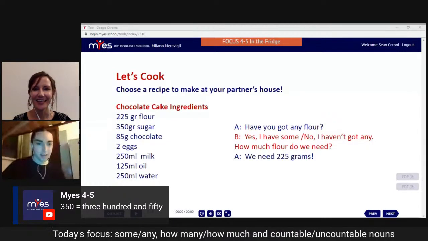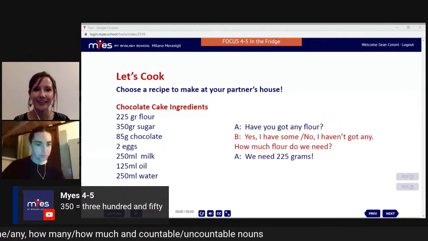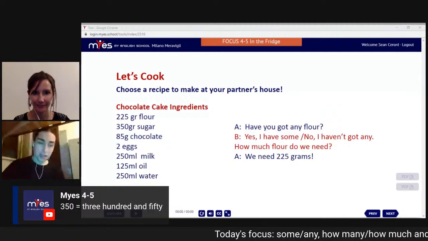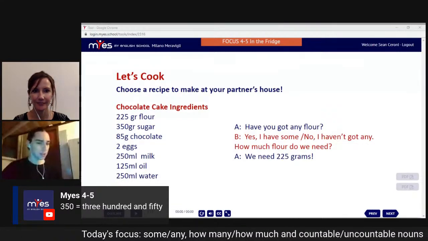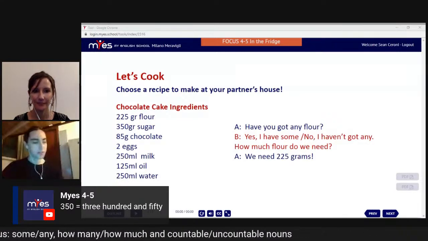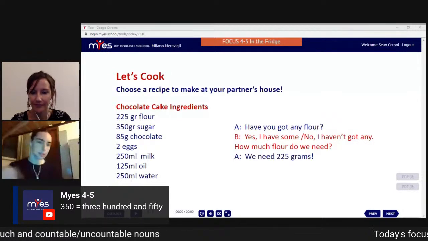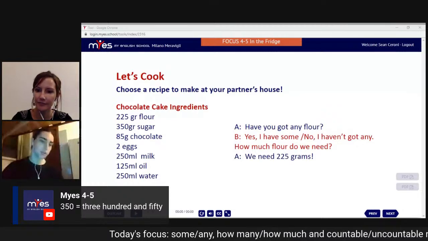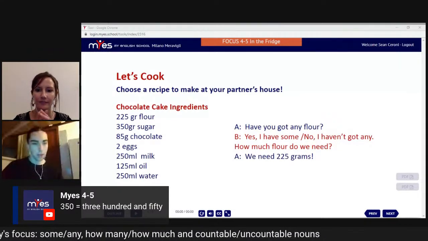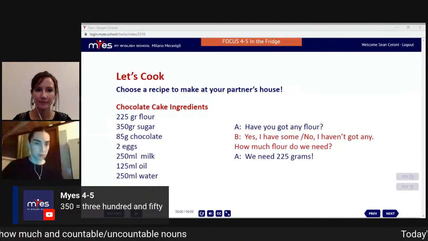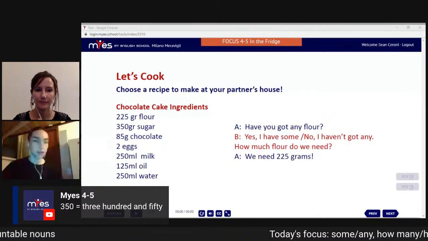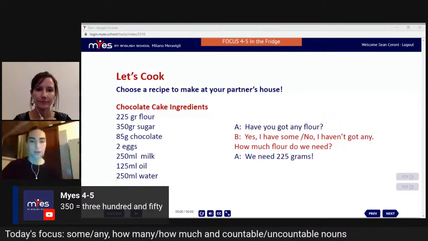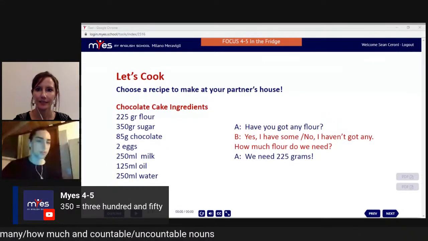I have some sugar. I have 2 eggs. I don't have enough milk. Enough is I don't have the amount that is needed. It is less than the amount that is needed. I haven't got enough milk. I have oil and water. So yeah, I haven't got any flour either. I don't have any flour. So we can't make a chocolate cake.